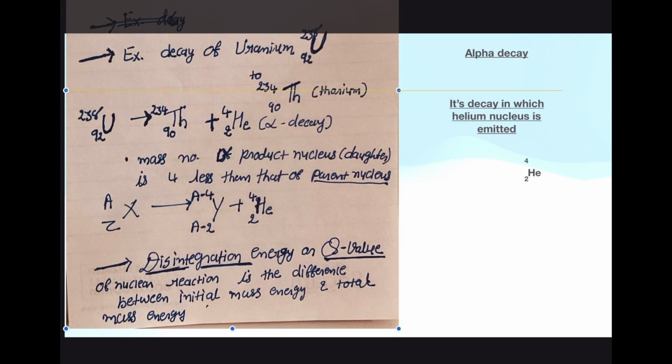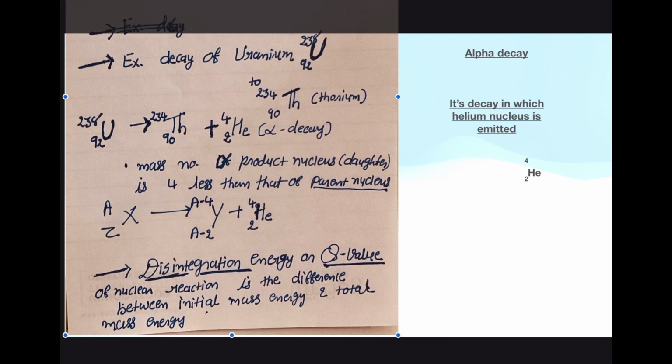There are three types of decay: alpha decay, beta decay and gamma decay. Uranium-238 being converted into thorium and emitting a helium nucleus is an example of alpha decay. In alpha decay, a helium nucleus is emitted. So the mass number of the product nucleus, meaning the daughter nucleus, is 4 less than that of the parent nucleus. So the general formula will be X with A and Z is converted to Y with A minus 4 and Z minus 2, plus 2He4. So this is the general formula.